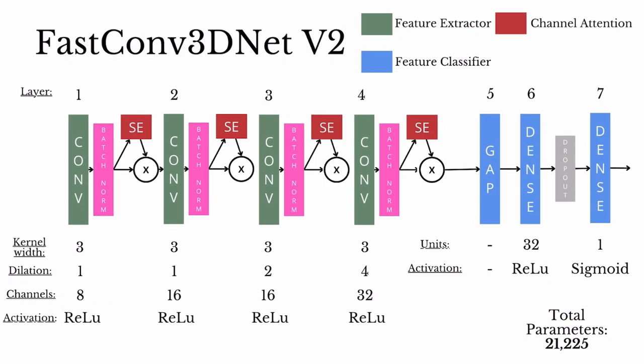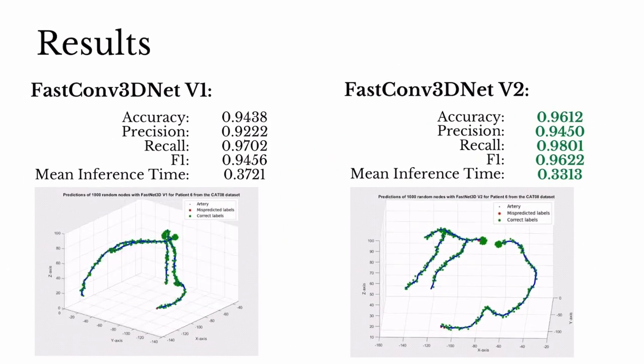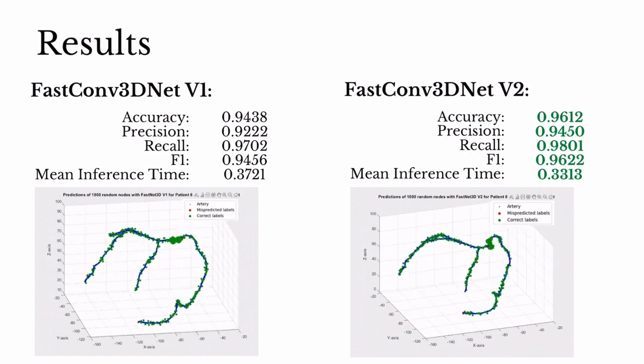The evolution of the model was a smaller implementation featuring the channel attention mechanism in between each convolutional layer. This allows to weight each feature map based on the result of a squeeze and excitation block. Results from these models show slightly better performance and faster inference by the second model.